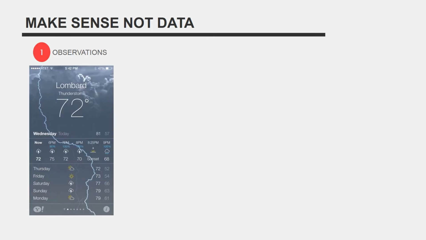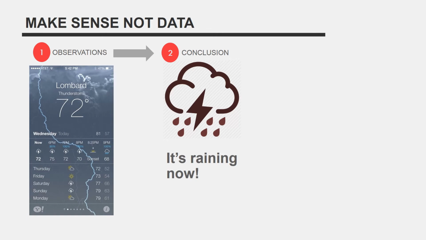Make sense, not data. We have mentioned analysis a few times, but let us dive a bit deeper into what we actually mean by this. Think of analysis as a weather app on your phone. The weather app will give you a lot of data, temperature and precipitation at different times of the day, light, UV index, etc. But basically, at the end of the day, it tells you that it's raining now. Describing the data is not enough to be considered a good analysis, and there is still a way to go before we can make sense of the information.